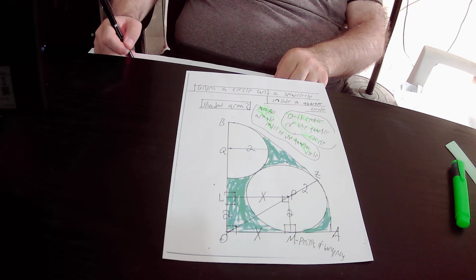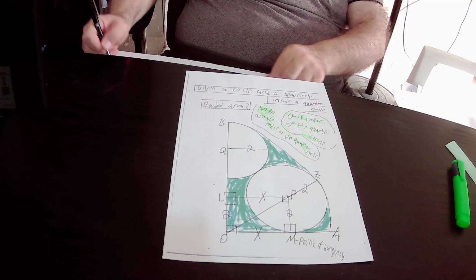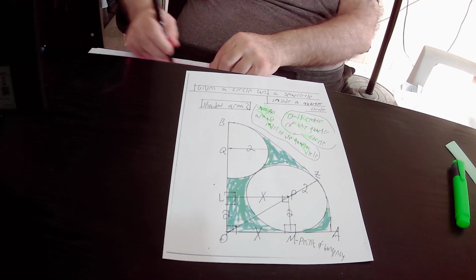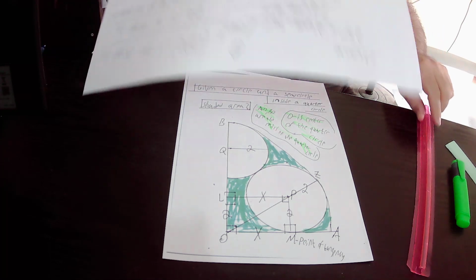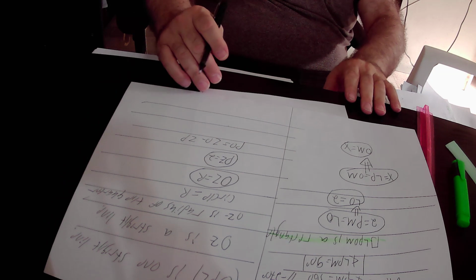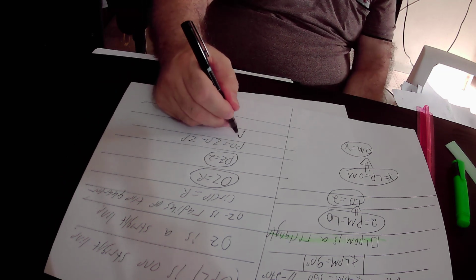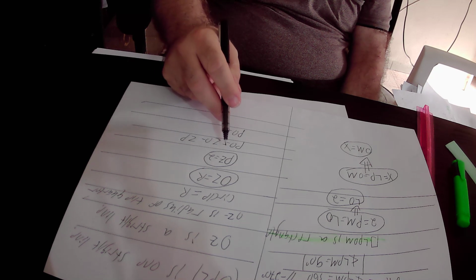PO equals ZO minus ZP. I repeat again, the length of line segment PO equals ZO minus ZP. So PO equals ZO or OZ, it is the same.